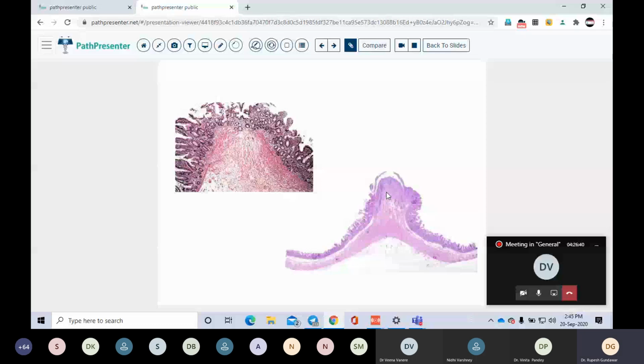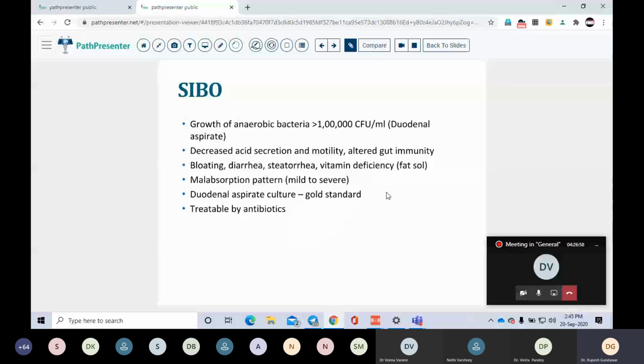it will be small intestinal bacterial overgrowth. This is the most important, I will say, cause of malabsorption, because this is a completely treatable entity. This is because of anaerobic bacterial infection, and the gold standard investigation for diagnosis will be the duodenal aspirate culture. On that culture, the growth will be evaluated whether it is more than 1 lakh bacteria per ml. And if it is diagnosed, SIBO is a very much treatable condition.